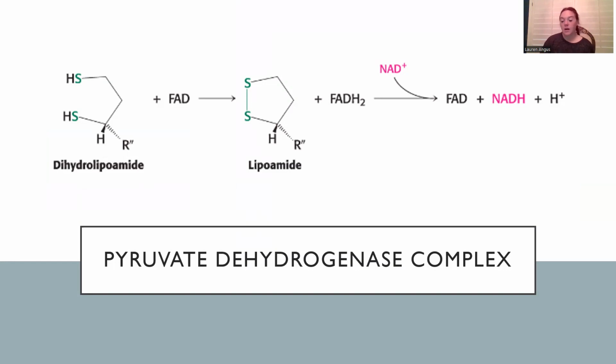Pyruvate dehydrogenase complex. This is where it goes from pyruvate to acetyl-CoA to be able to feed into the citric acid cycle. While that complex is super important, it also yields one FADH2 and one NADH. So you can see that between here. So the dihydrolipoamide that has the FAD, and then through, is it this enzyme here?